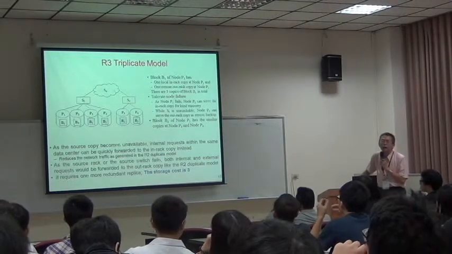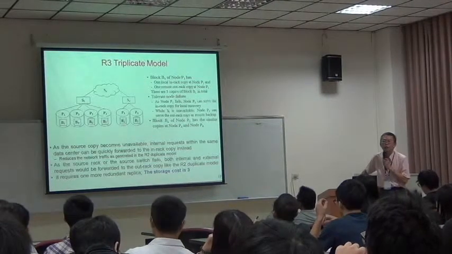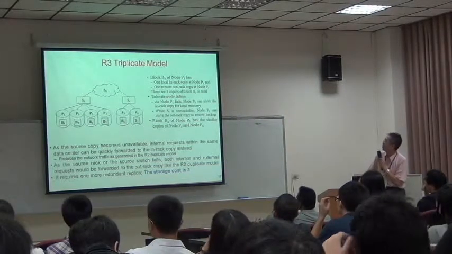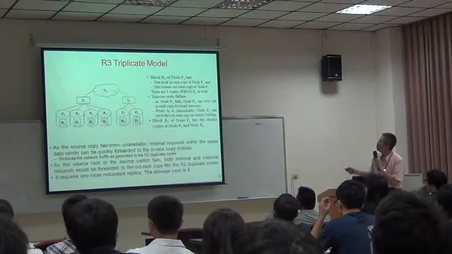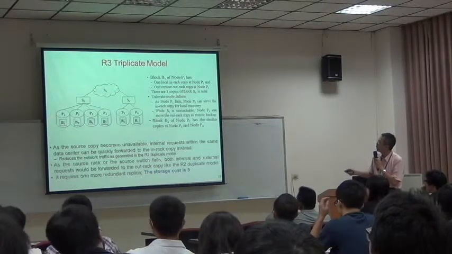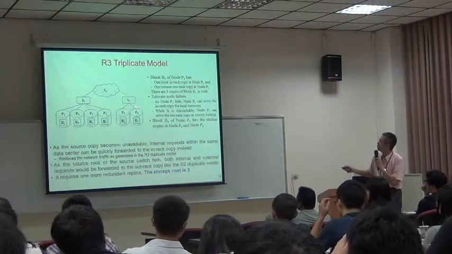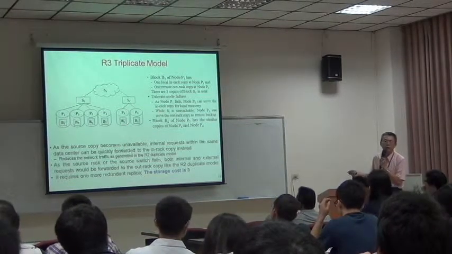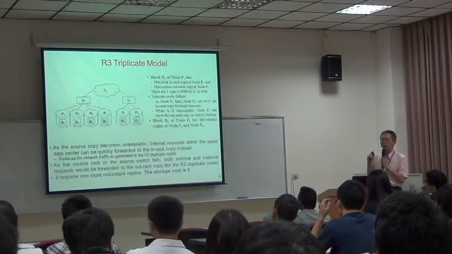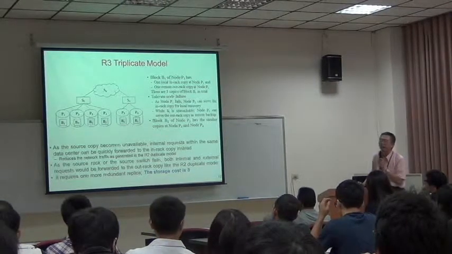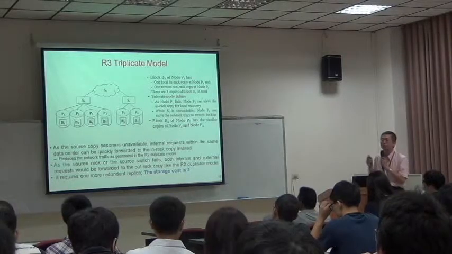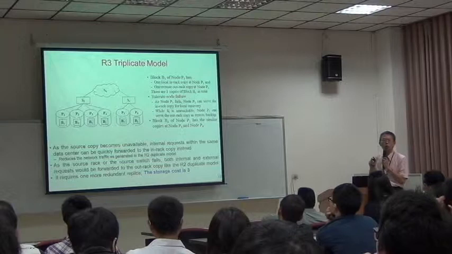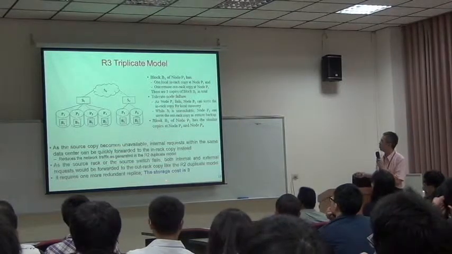This is the R3 triplicate model used in the original Hadoop distributed file system. There are 3 copies for each block. For example, for block 1, we can have one remote backup in P5 and one local backup in P3. This is the original design of the Hadoop distributed file system. This is good for reliability, but the main problem is that the storage cost is quite high. The storage cost is 3.